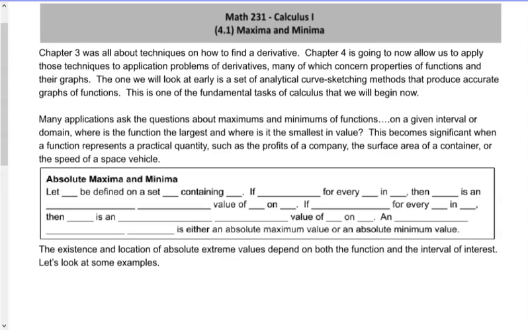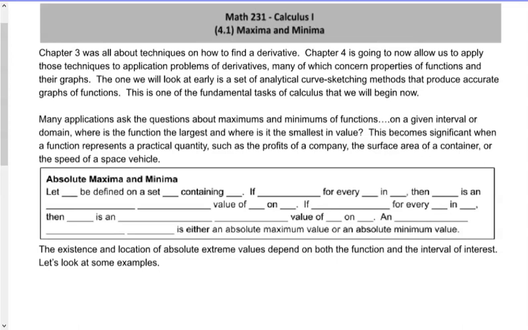Chapter 4 is now going to apply those techniques to application problems of derivatives, many of which concern properties of functions and their graphs. The one we will look at early is a set of analytical curve sketching methods that produce accurate graphs of functions. Now, this is one of the fundamental tasks of calculus that we will begin now.